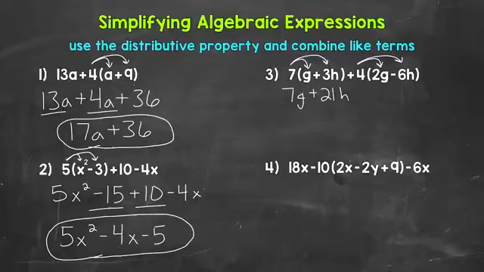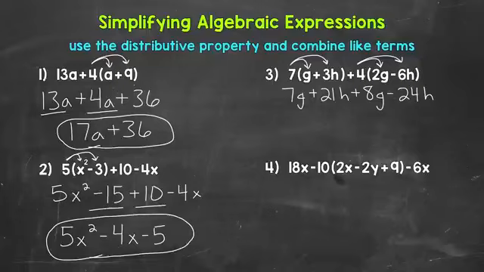Then we can distribute the 4 to the 2g and to the negative 6h. 4 times 2g gives us a positive 8g. So plus 8g. And then 4 times negative 6h gives us negative 24h. A positive times a negative equals a negative. So negative 24h, or minus 24h.